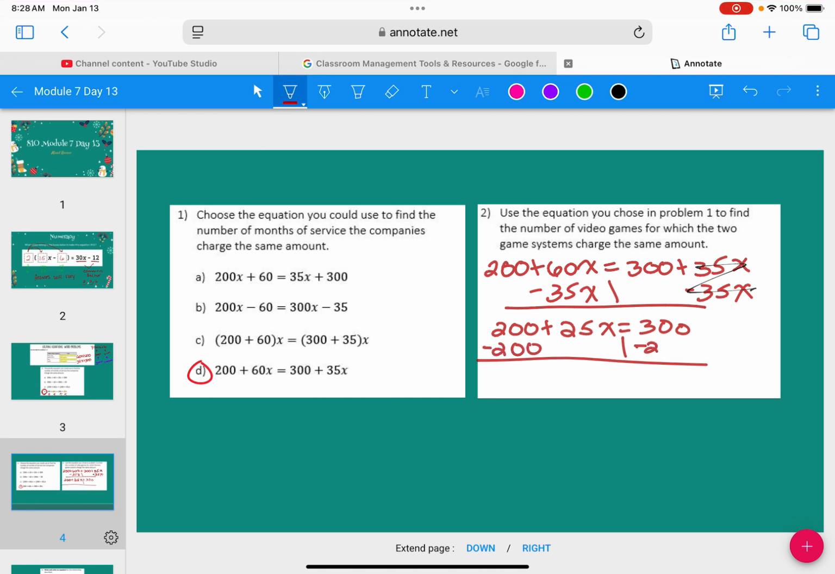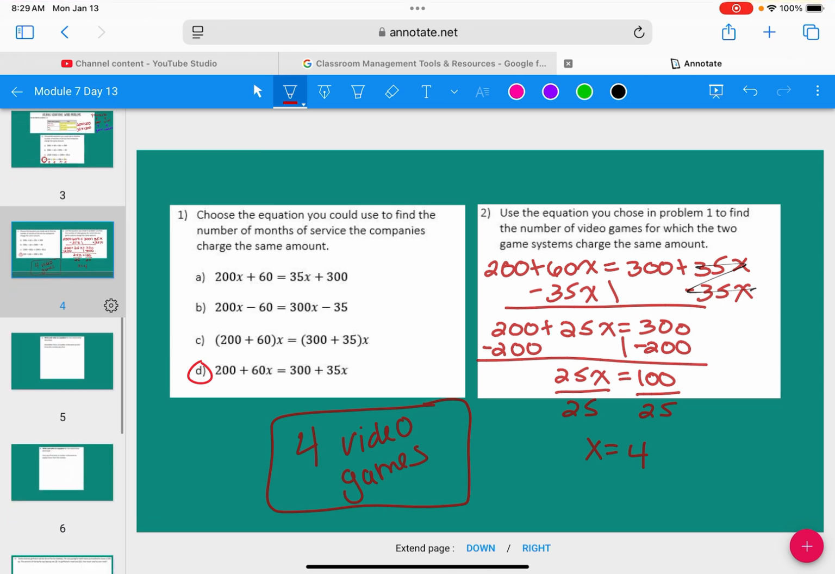All right, now I'm going to try and get my variable by itself. So I'm going to subtract 200, and I get 25x equals 100. Divide by 25, and x equals 4. So that means I would have to buy 4 video games for the 2 consoles to be costing me the same amount of money. Otherwise, it seems like the PS4 is going to be cheaper in the long run because the games are cheaper.